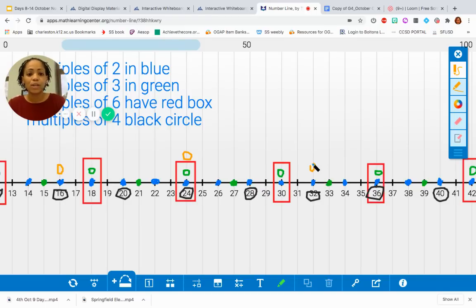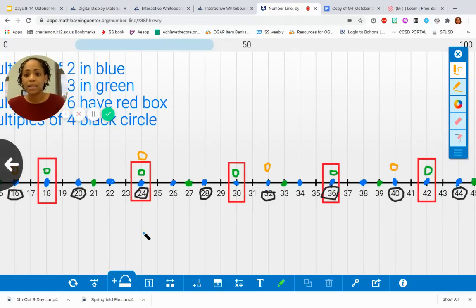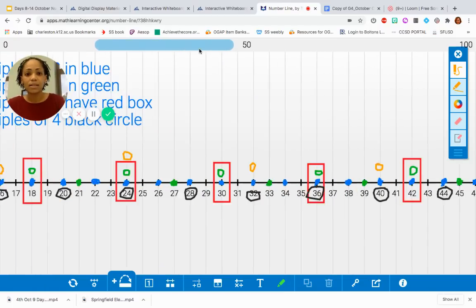All right. 32. Are you noticing a pattern yet? Not yet? Okay, let's keep going. 40. How about now? How many multiples have we recognized? What times 8 is 40? Yeah, 5. So we've recognized 5 multiples so far. 1, 2, 3, 4, and the number 8, which was our 5th one.